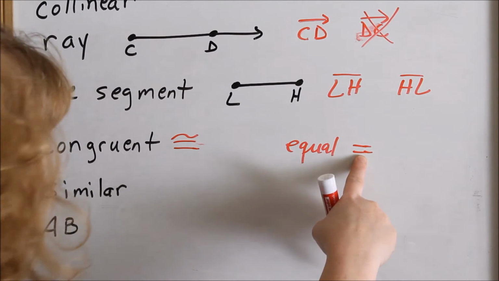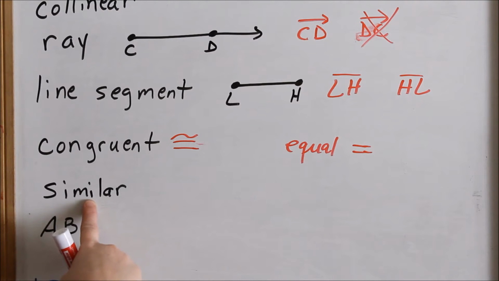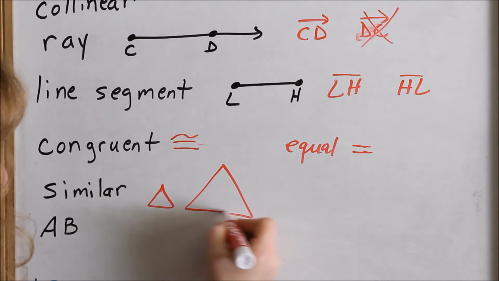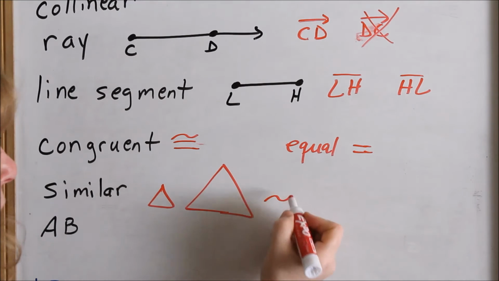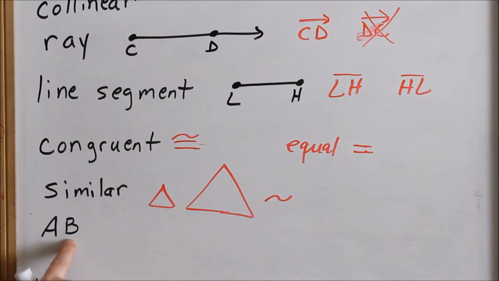Okay, the definition of similar. Similar means it's the same shape, but not the same size. So this triangle is similar to that triangle. They're the same shape, but they are not the same size. The symbol for similar is just one little squiggly like that. Okay, our last definition, AB, this means the distance from A to B.